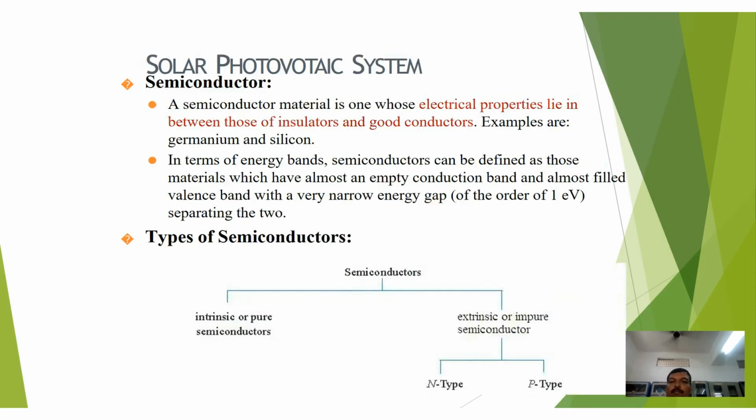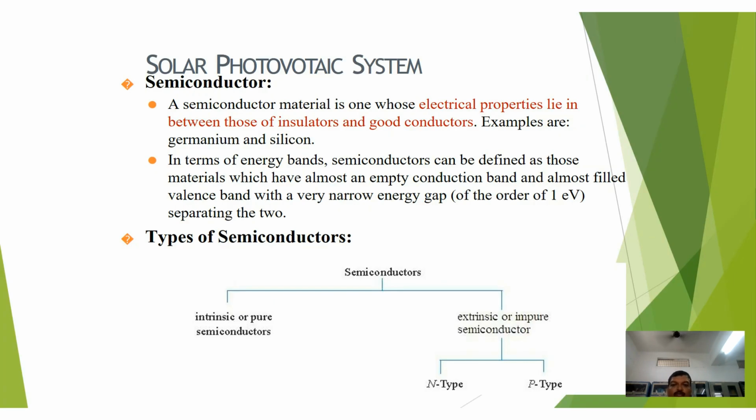So mainly we are using semiconductors. A semiconductor material is one whose electrical properties lie in between those of insulators and conductors. Examples of semiconductors are germanium and silicon. In terms of energy bands, a semiconductor can be defined as a material with a narrow energy gap between the conduction band and valence band, of about 1 electron volt.